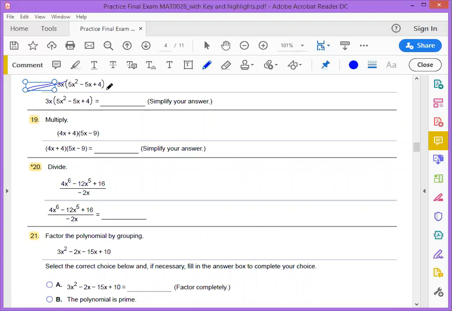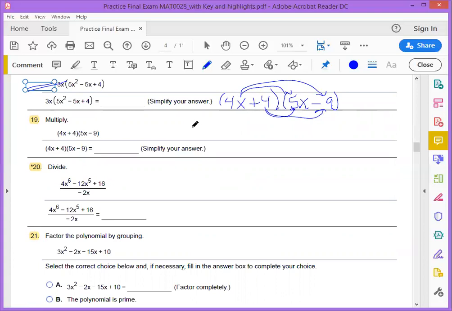All right, let's look at number 19. We're multiplying both these terms in parentheses. Remember, we've got to distribute. So 4x plus 4 in the first set of parentheses, 5x minus 9 in the second set of parentheses. We're going to distribute 4x times both the terms in parentheses, and then 4 times both the terms in the right parentheses.